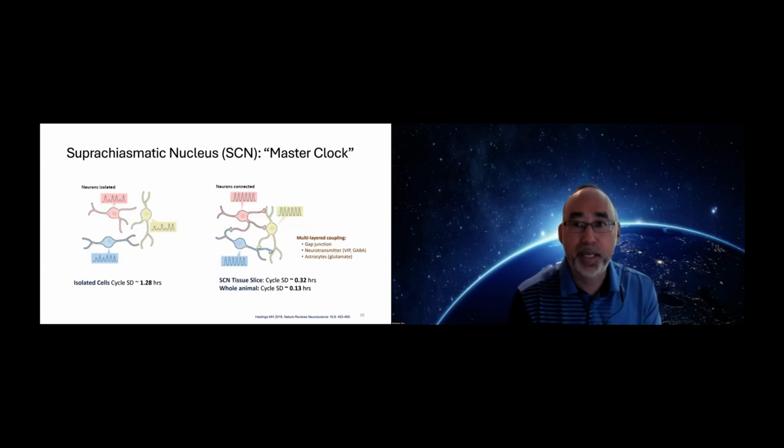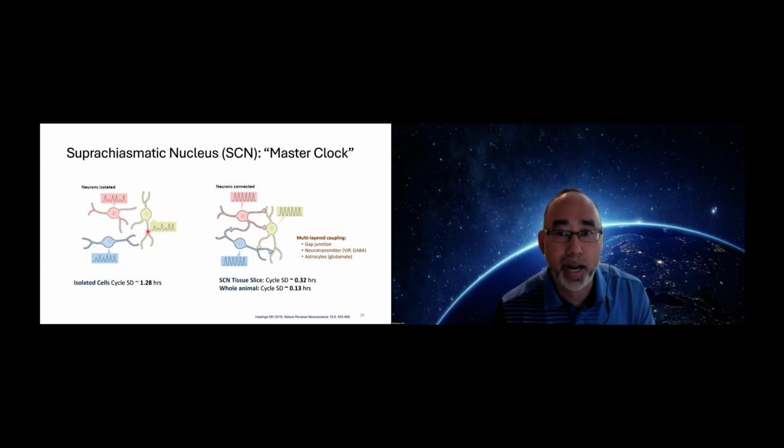And so what makes the SCN special is how these cells synchronize with each other. On the left, you see isolated SCN neurons. Each one has its own rhythm, but they're noisy and imprecise, with cycle variability of over an hour. And on the right, when neurons are connected in a tissue slice or within the whole animal, variability drops dramatically. And that's because the SCN neurons use multiple layers of coupling: electrical connections through gap junctions, chemical signaling via neurotransmitters like VIP and GABA, and also support from astrocytes, which release glutamate.